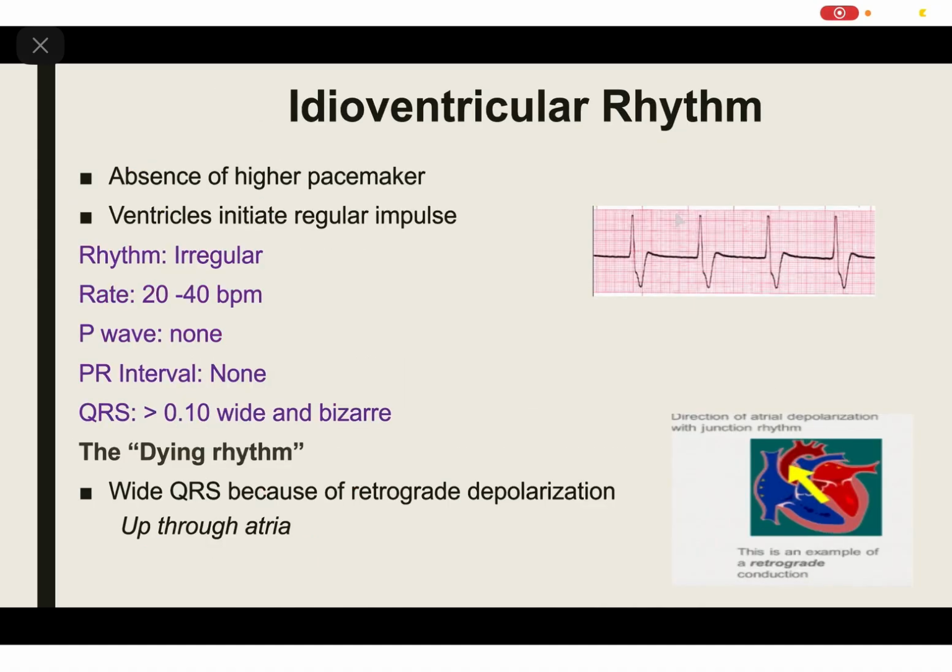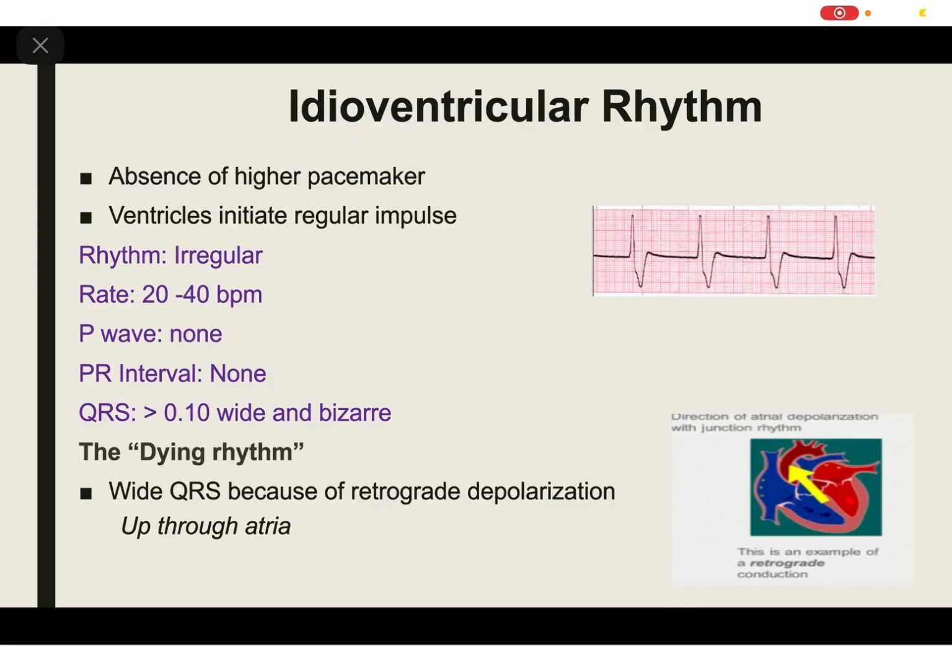All right, idioventricular rhythms. This is where the SA node has just given up. We have no P waves. SA node is cooked. He's left the chat. The ventricles are just trying their darndest. They're giving it the best community college try, and they can't, because they can only beat 20 to 40 beats per minute in a nice regular way. It's a dying rhythm.